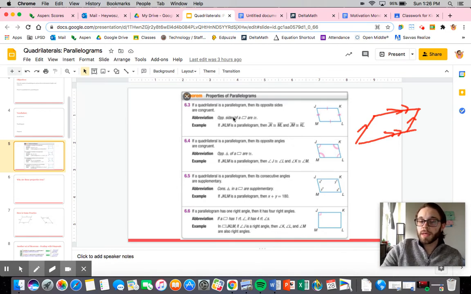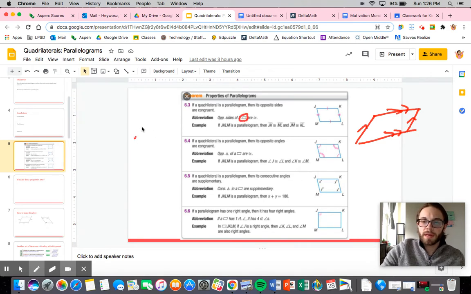But a number of the other properties that we can get out of this are these. So in a parallelogram, opposite sides are congruent. And really, if we think about the reasoning behind that, we know that the distance between parallel lines is the same, right? So that stands to reason, since they're parallel.